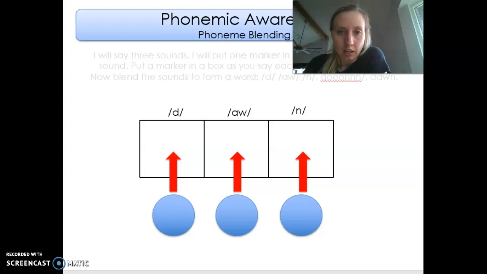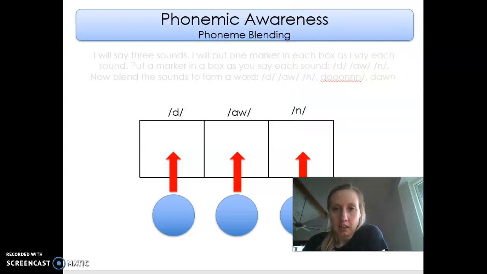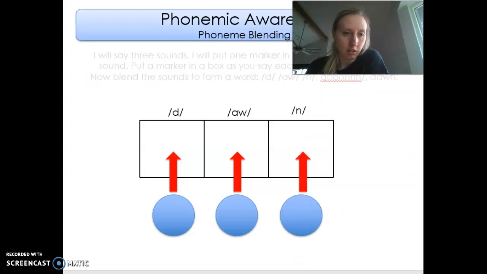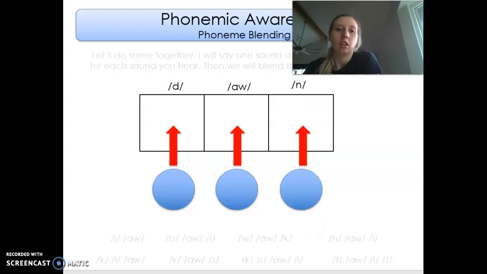So if I say d, n. In the word dawn, there are 3 sounds. So let's do a few more of those. Let me move this up here so I can see. So, j, 2 sounds in jaw.